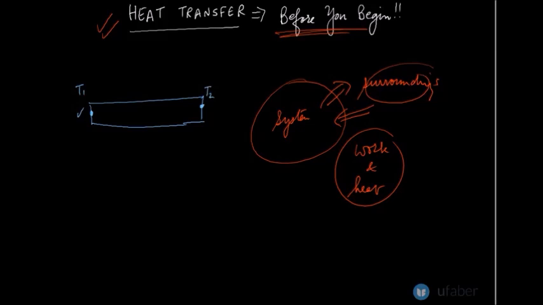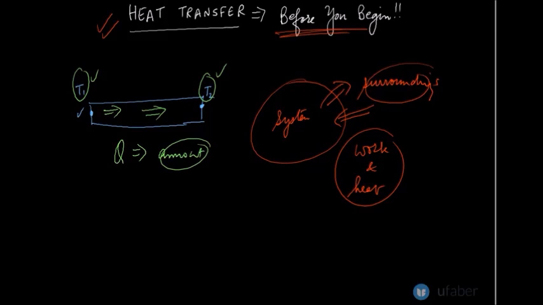So with the help of thermodynamics, you can only come to know the end states of this heat transfer process or this heating process. You can come to know about temperature T1 and temperature T2, and you can also calculate the quantity of heat that is being transferred from this point to this point, the total amount. So this is what we can find out with the help of thermodynamics.